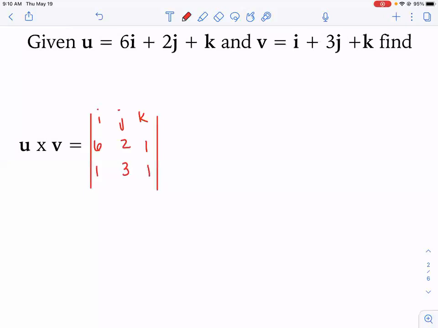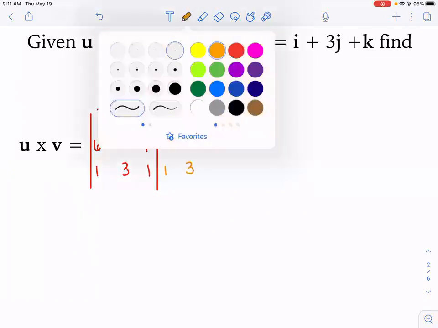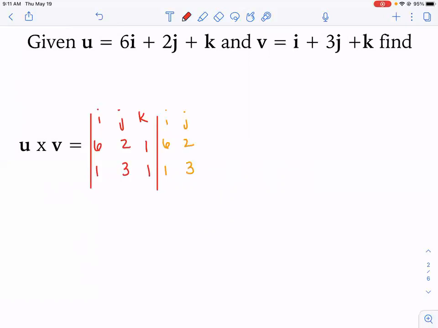Okay. So now we're going to copy paste our first 2 columns. We're going to multiply here. So i times 2 times 1 is 2i plus j times 1 times 1 is j plus k times 6 times 3 is 18k.